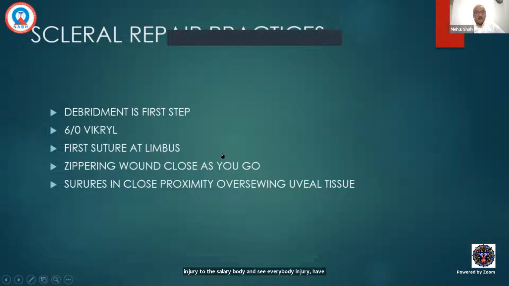The material normally used is 6-0 Vicryl, and the first suture is to be taken at the limbus. Then we can use the zipping technique of wound closure as we go posteriorly, and we leave one end of the suture so that we can rotate the eyeball and use it as a traction suture. Sutures are placed in close proximity, oversewing the uveal tissue.